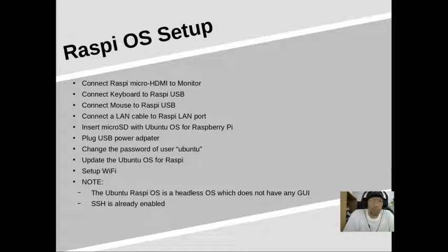We also need to connect our Raspberry Pi through our local area network at home. There's a way to set up our Raspberry Pi via Wi-Fi, but I will not discuss that matter here. We could use the LAN cable. Next, we're going to insert our micro SD card with the Ubuntu OS for Raspberry Pi at the back of our Raspberry Pi board. There's a slot there for our micro SD. Then we plug our USB power adapter to power up our Raspberry Pi.